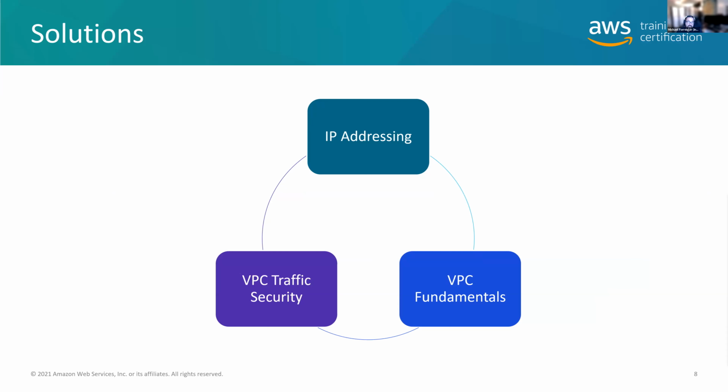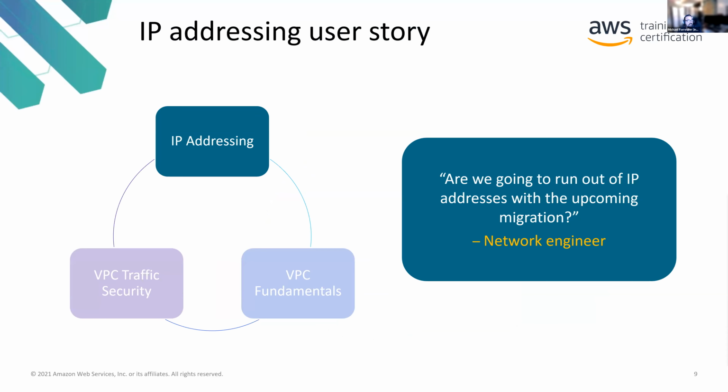And then we're going to talk about the fundamentals of a virtual private cloud, which is what VPC stands for. And then we're going to talk a little bit about traffic security, like how do you secure traffic at a core level inside of AWS. So how do we deal with the fact that we're going to run out of IP addresses, by the way?